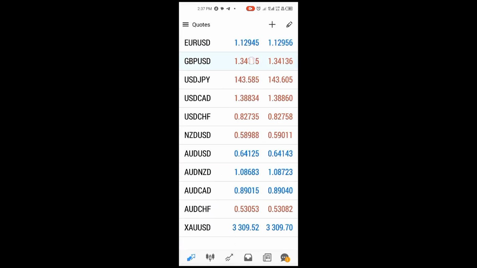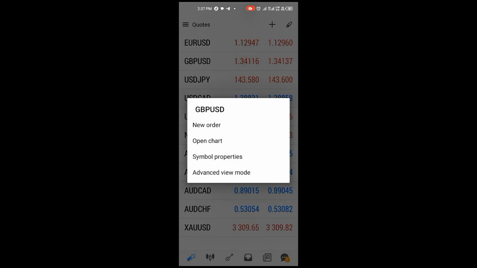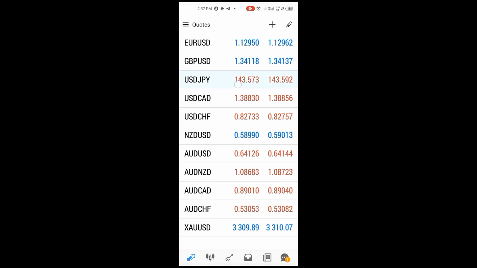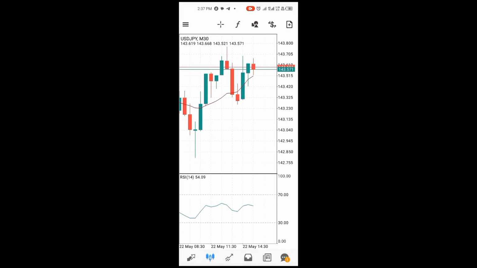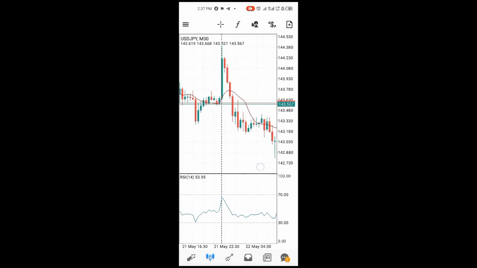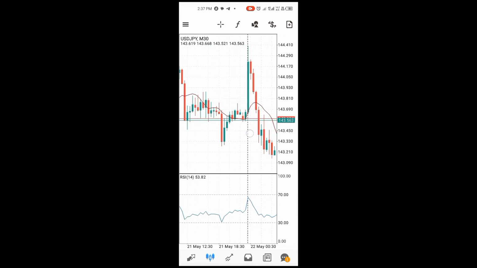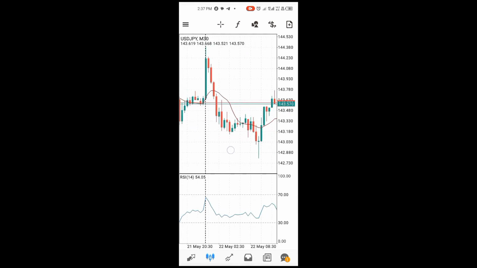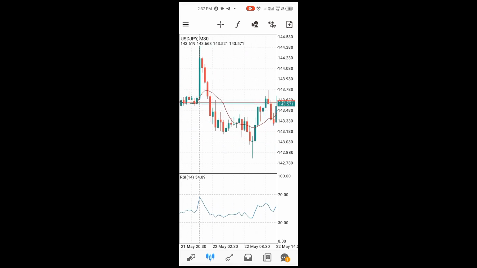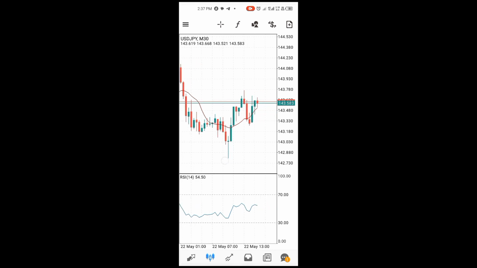Whichever currency pair you want to trade, you just open here. If you want to open the chart, you open the chart and see what is happening in the market. Whenever the market is coming down, we have not gotten to this stage, but I'm going to show you what the trends are, bullish and bearish. So let's move to the next video.